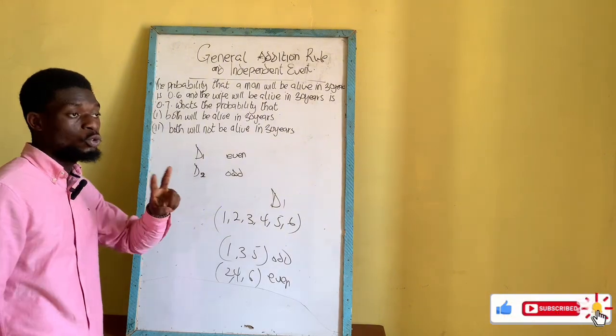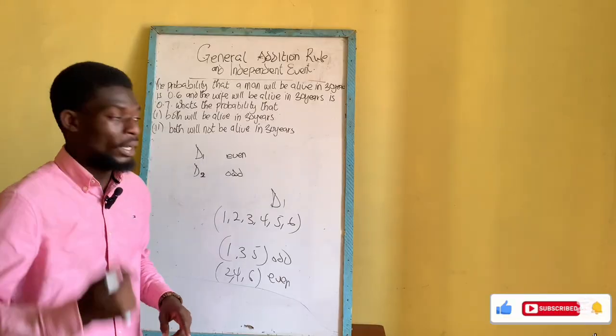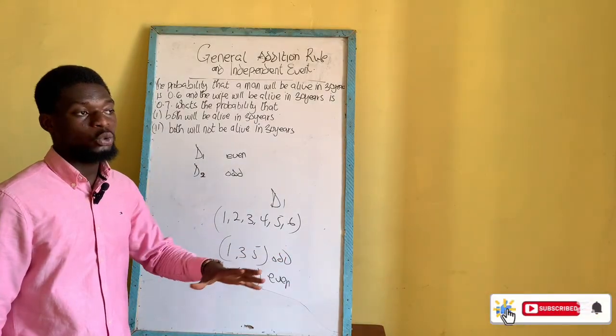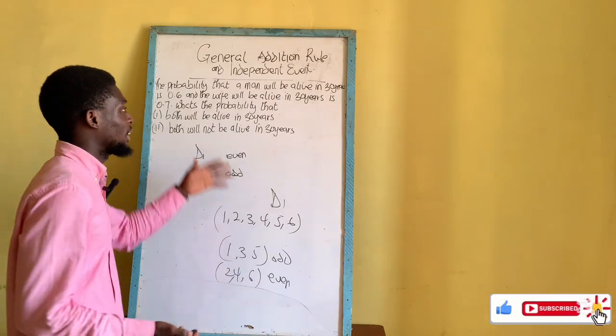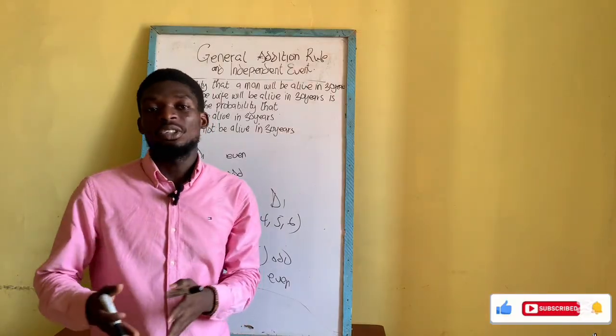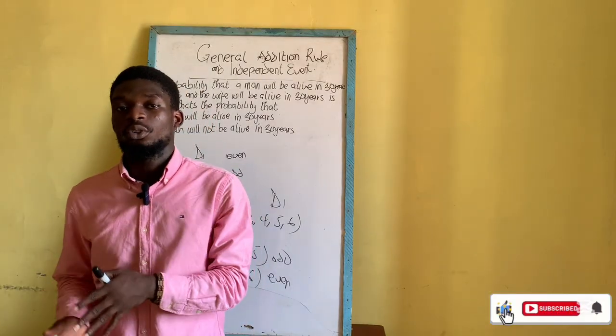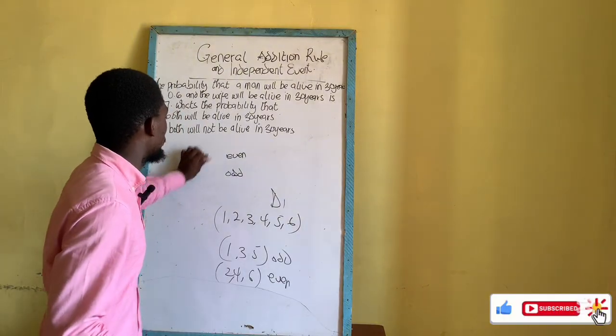But if you throw two dice, or even one die thrown twice, you can get the first one as an even number and the second one as an odd number. That's under independent events. The occurrence of event 1 does not affect the occurrence of event 2, or event B. So let's look at the example on the board.